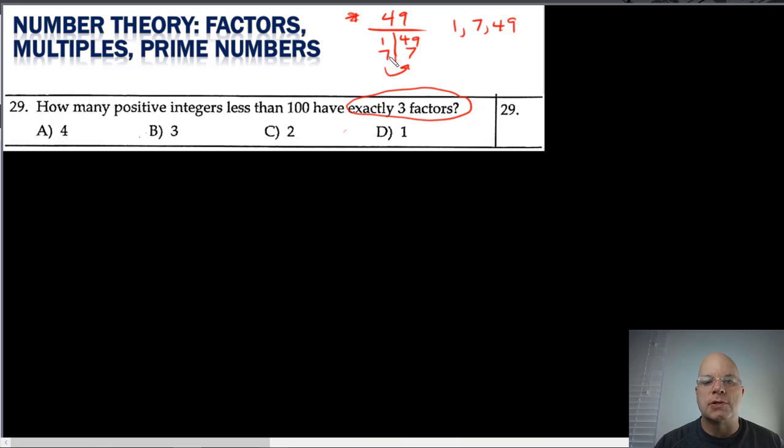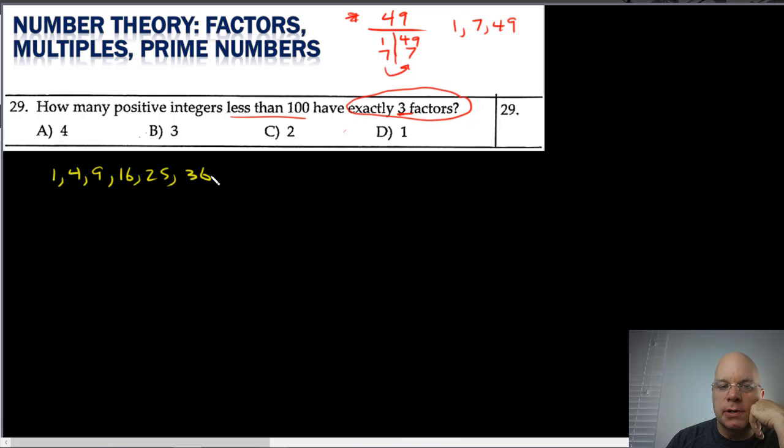Everything other than a perfect square is going to have factor pairs, and any multiple of 2 is an even number. So the way to have 3 factors is to be a perfect square. So you think about the perfect squares less than 100. That's a much easier question to answer. The perfect squares less than 100 are 1, 4, 9: 1 squared, 2 squared, 3 squared, 4 squared is 16, 5 squared is 25, 6 squared is 36, 7 squared is 49, 8 squared is 64, 9 squared is 81, 10 squared is 100, so we don't need that.